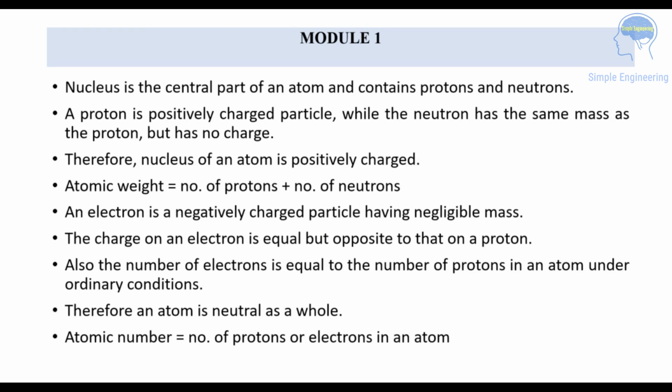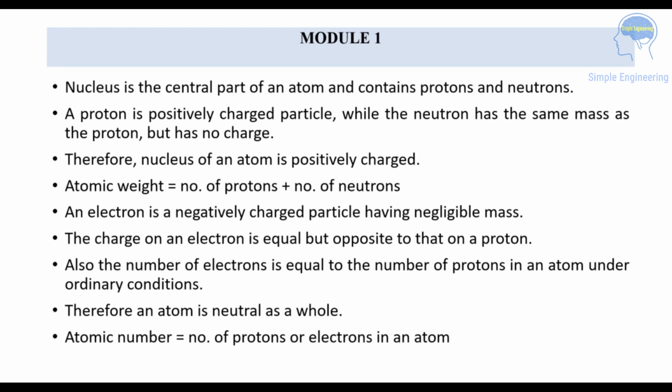So the nucleus is the central part of an atom. This nucleus contains protons and neutrons. A proton is a positively charged particle, and a neutron has the same mass as the proton, but it has no charge. It is neutral. Because of the protons, the nucleus of an atom is positively charged. And the atomic weight is given as the number of protons plus the number of neutrons.